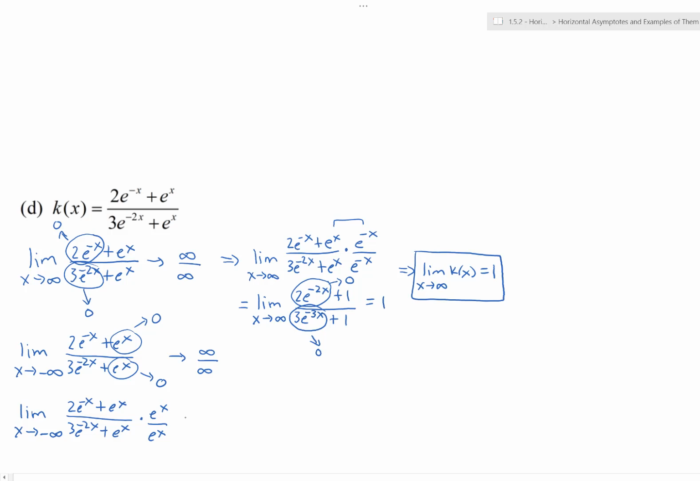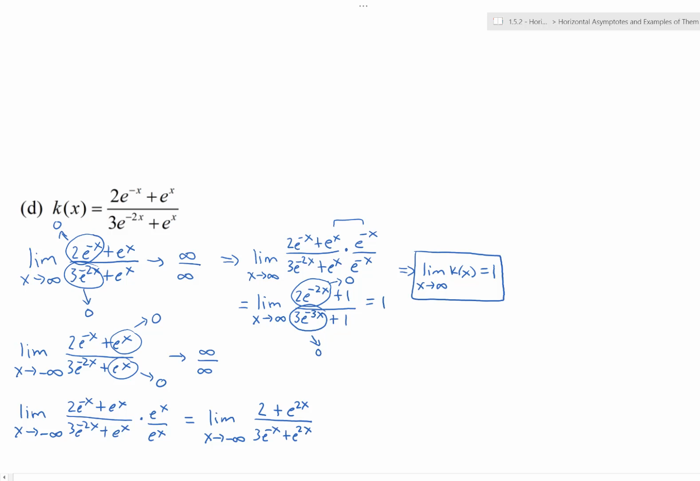And thus, we get the equivalent limit as x goes to negative infinity of, well, now notice in the numerator, 2e to the negative x times e to the x is just a 2. And then plus e to the x times e to the x is e to the 2x, all divided by 3e to the negative 2x times e to the x, which is 3e to the negative x, and then plus another e to the 2x. So does this help us?